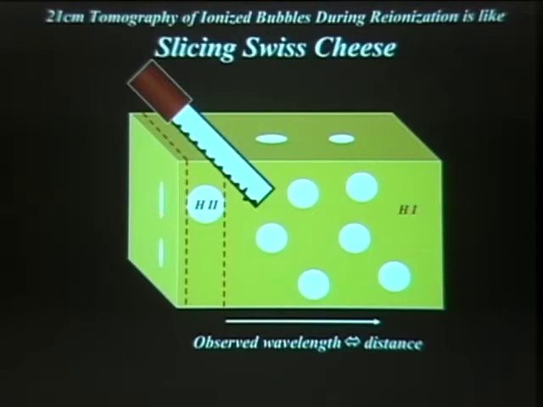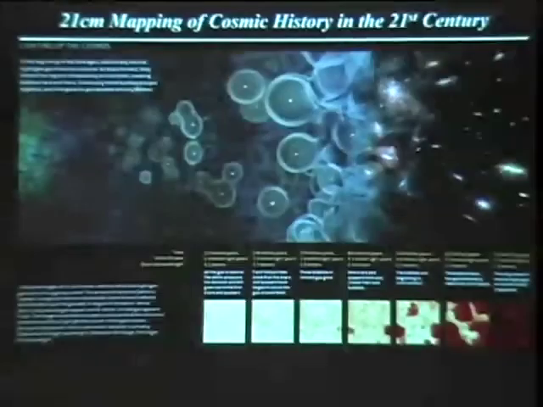And we can get a three-dimensional map of the hydrogen distribution because we are working with a resonant line, the 21 centimeter line, that is associated with a very specific wavelength. And so by observing different wavelengths, we are looking at the hydrogen at different redshifts.